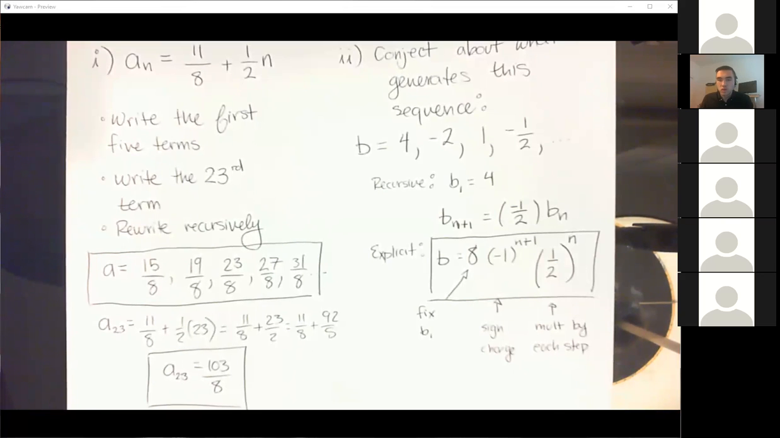Everybody hand all of your papers to one person at the group and then have that one person at the group bring it up to my basket.